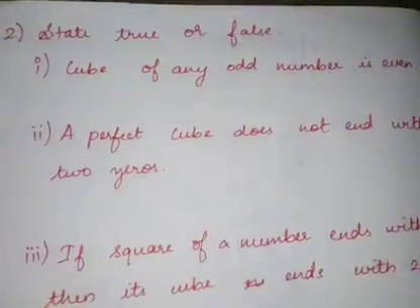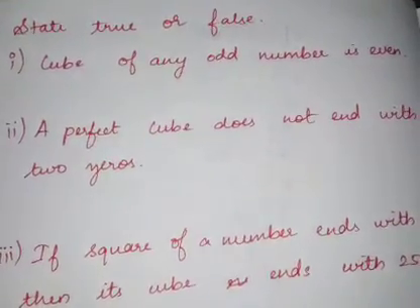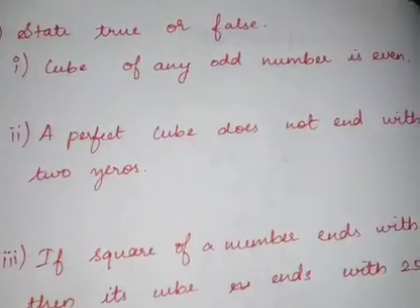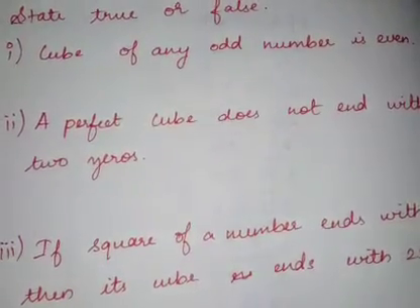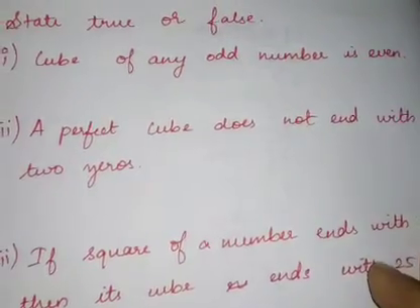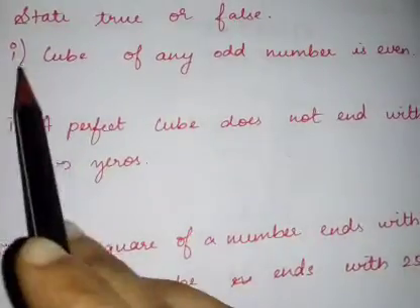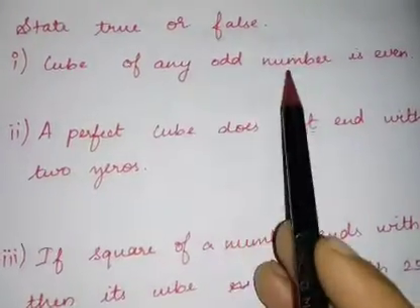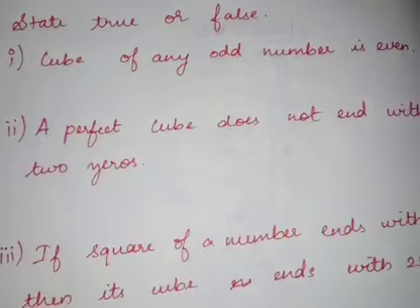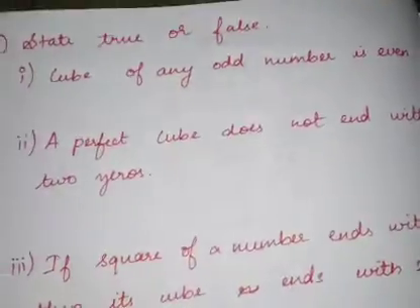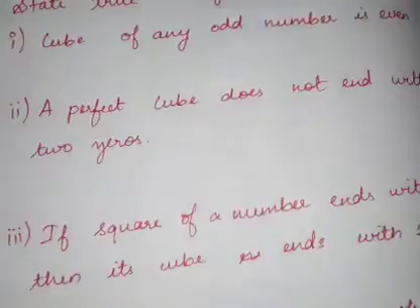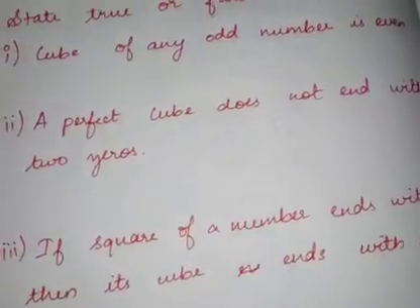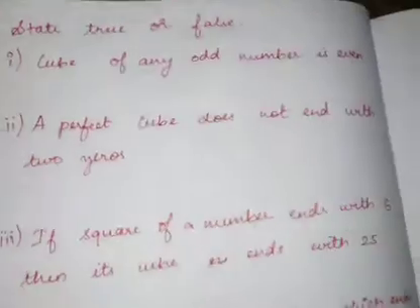Next is your true or false. Okay. You have to write the answers of this question in your textbook. Okay. You can write the explanation also side by side. What's the question? Say true or false. First problem, cube of any odd number is even. They are saying when I do the cube of any odd number, my answer will be an even number. Let me check and see.